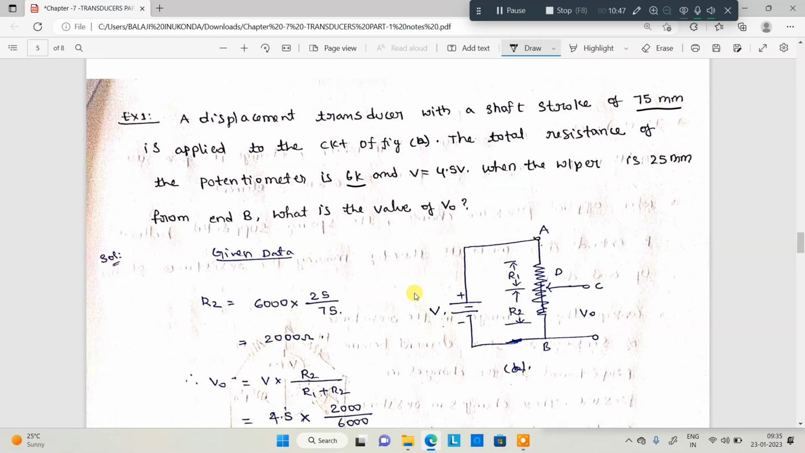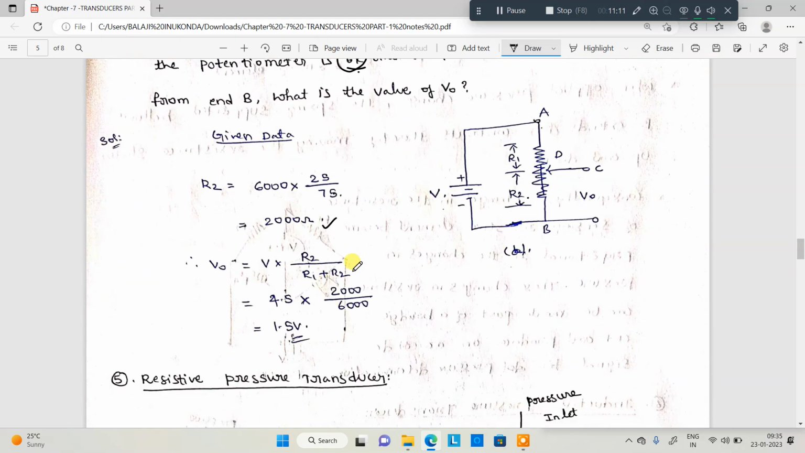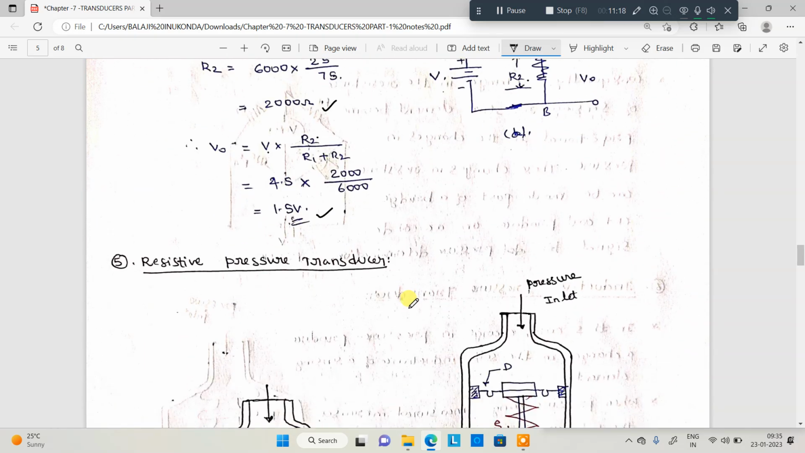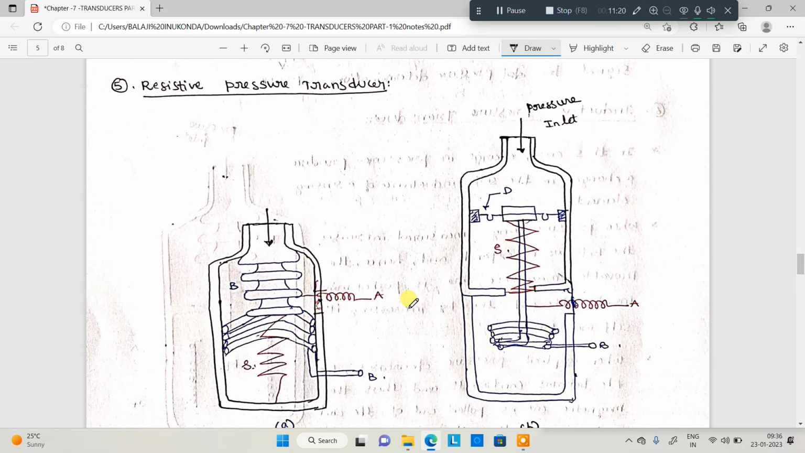So this is the circuit we have. In this particular case, I need to find V0. I know the total resistance is 6K, R1 plus R2. So the R2 value is equal to 6000, that is the potentiometer resistance, into the variation 25 divided by 75, so R2 is 2000. Once you get R2, V0 is equal to V into R2 by R1 plus R2, and you will get 1.5 volts as the output voltage.